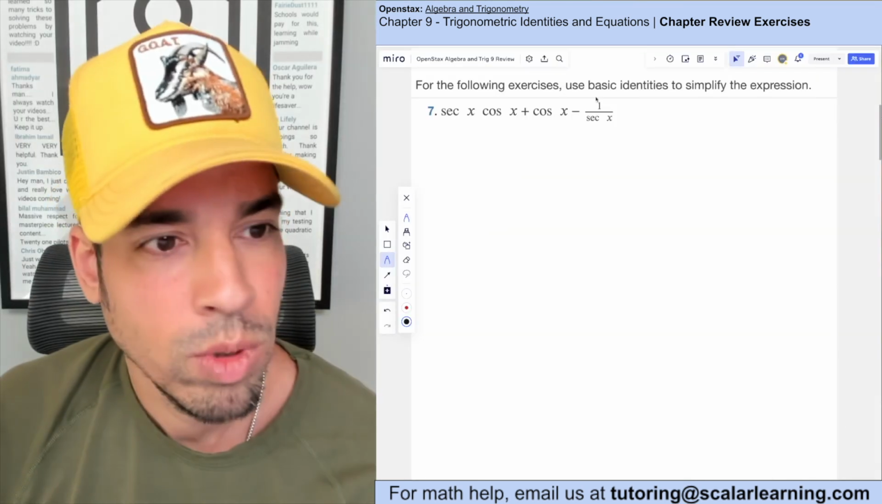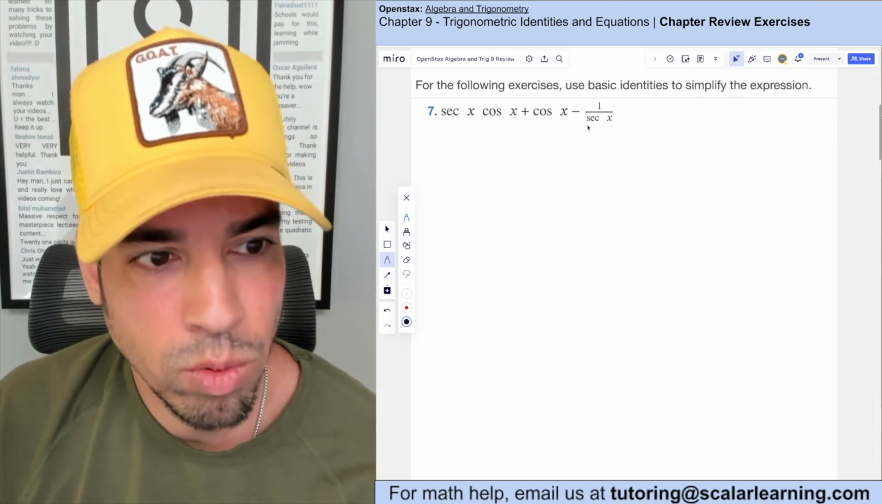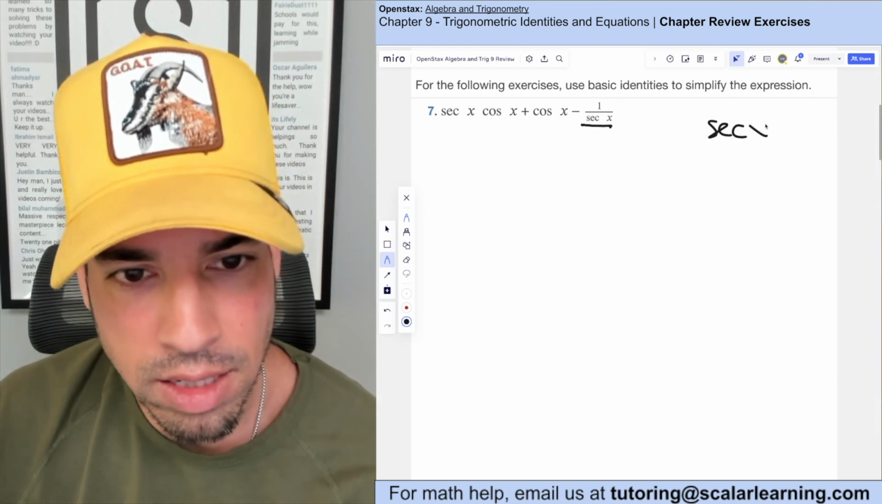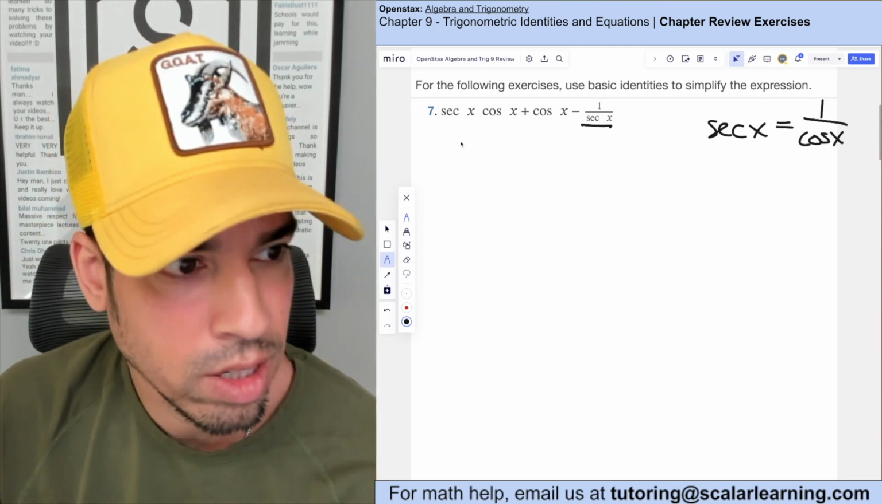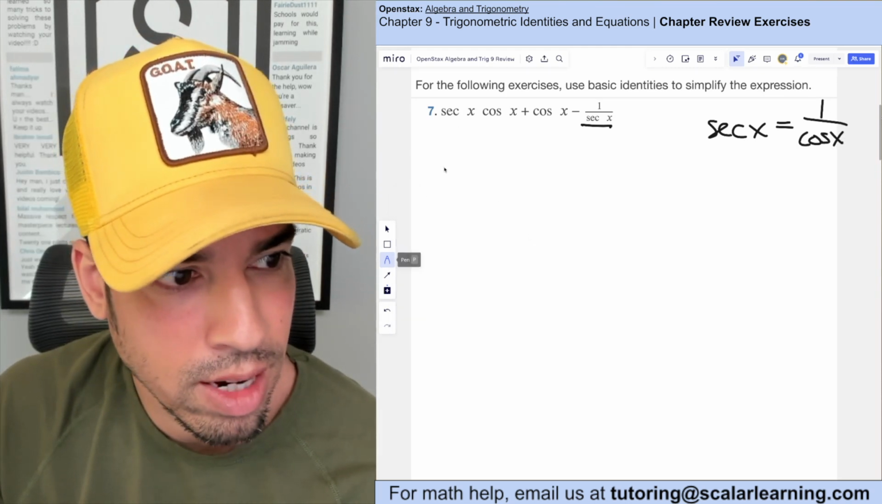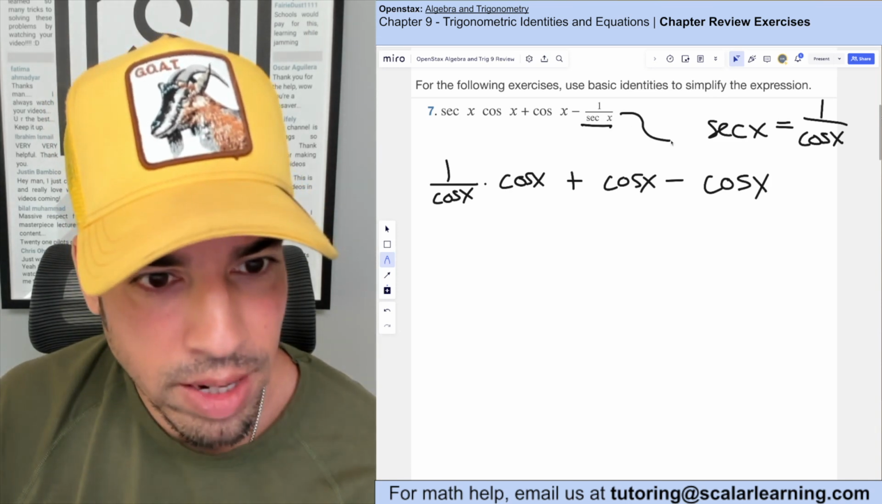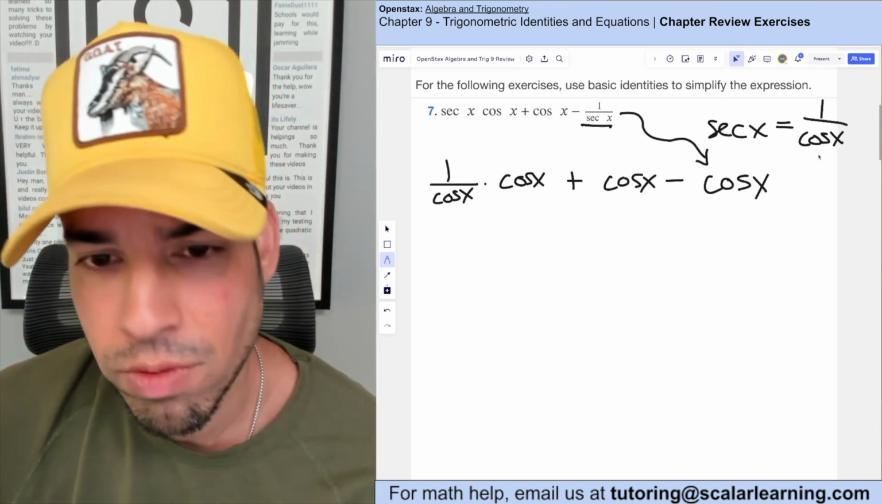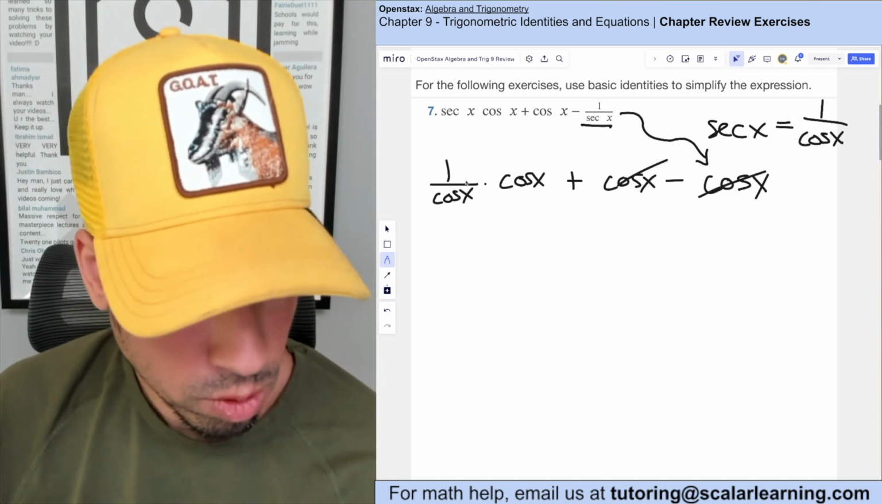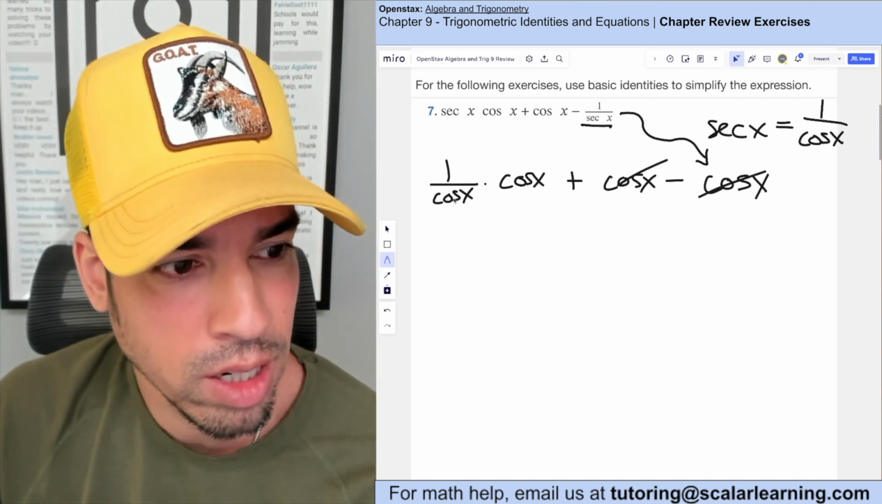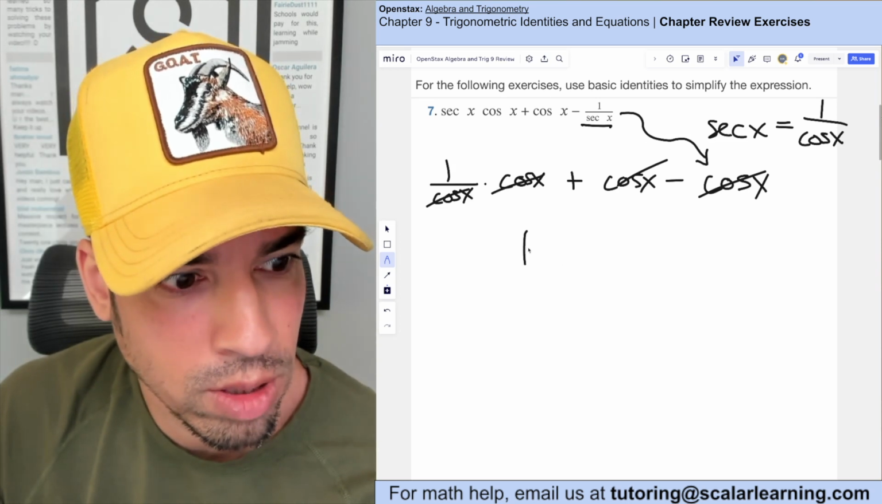Done. So for this one, to simplify, we're going to leverage the fact that secant of x is equal to the reciprocal of cosine, 1 over cosine x, right? So I'm going to replace secant with that now. And you notice that 1 over secant of x becomes cosine of x, just like 1 over cosine would be secant. So cosine minus cosine, that's 0. 1 over cosine times cosine, those cancel out. That's just 1. So we're left with 1.